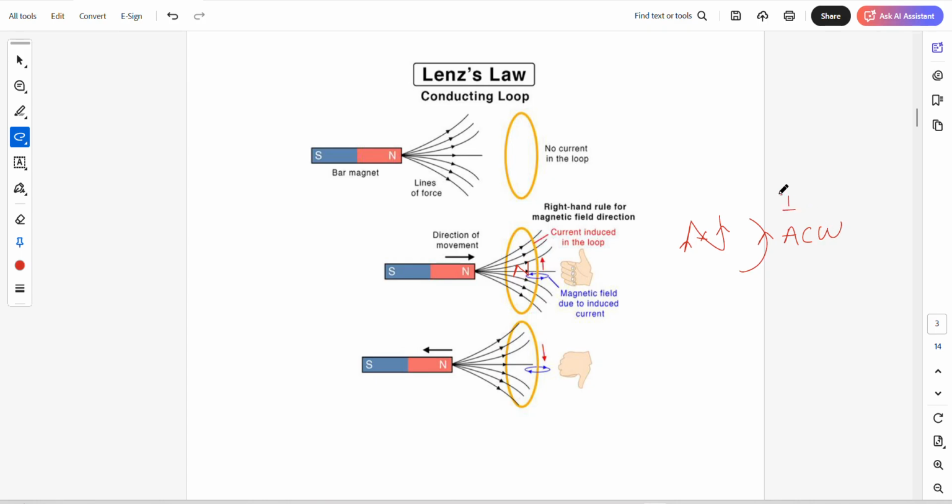This is the induced current in the conducting loop. Now if the bar magnet is moving away from the conducting loop, what happened? The conducting loop tries to attract it. Therefore, which pole is produced here? South pole. With a south pole, the induced current will be in the clockwise direction. Understood? Now this is the concept.